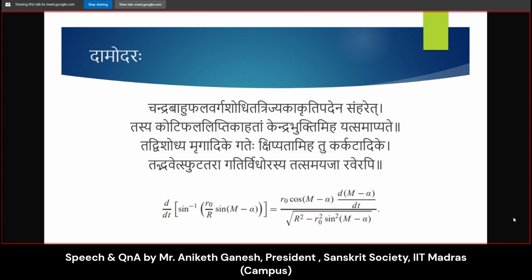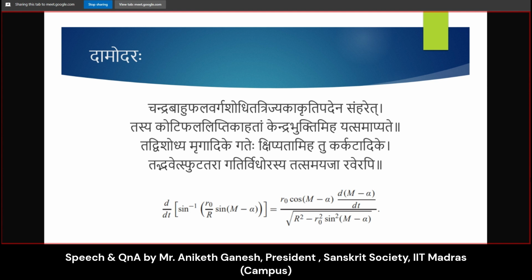So you can see they deal with the derivative of the sine inverse. And this value is accurate. If you just compute this, you can just try to compute d by dt of sine inverse r naught by r sine m minus alpha. Turns out you will get exactly this value. Of course, d by dx of sine inverse x is 1 by root of 1 minus x square. You just do these manipulations, you will get this. So yes, you can definitely see how the Kerala school kind of anticipated calculus.